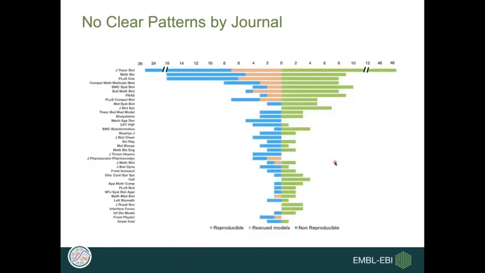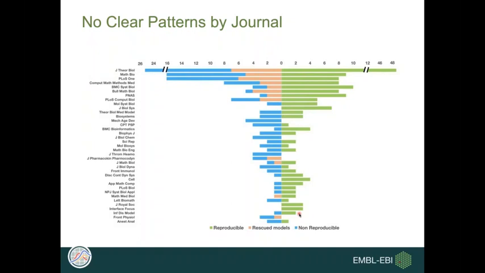And there was also no clear pattern when we looked at different journals. If one journal is bad and has more non-reproducible models or not, I think we cannot say for sure, because of these few journals at the top. You can see they have more of these mathematical models published, and there are roughly equal numbers of reproducible and non-reproducible models. And there are several journals where we had very few models, so we cannot say that they're definitely good or bad, because the sample size is too low.